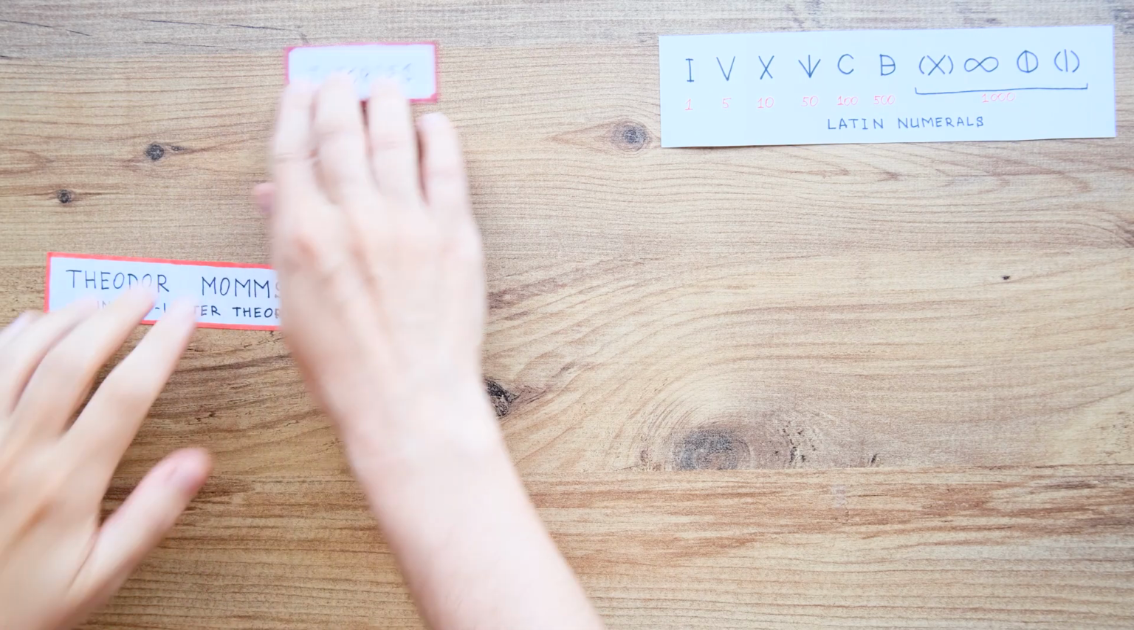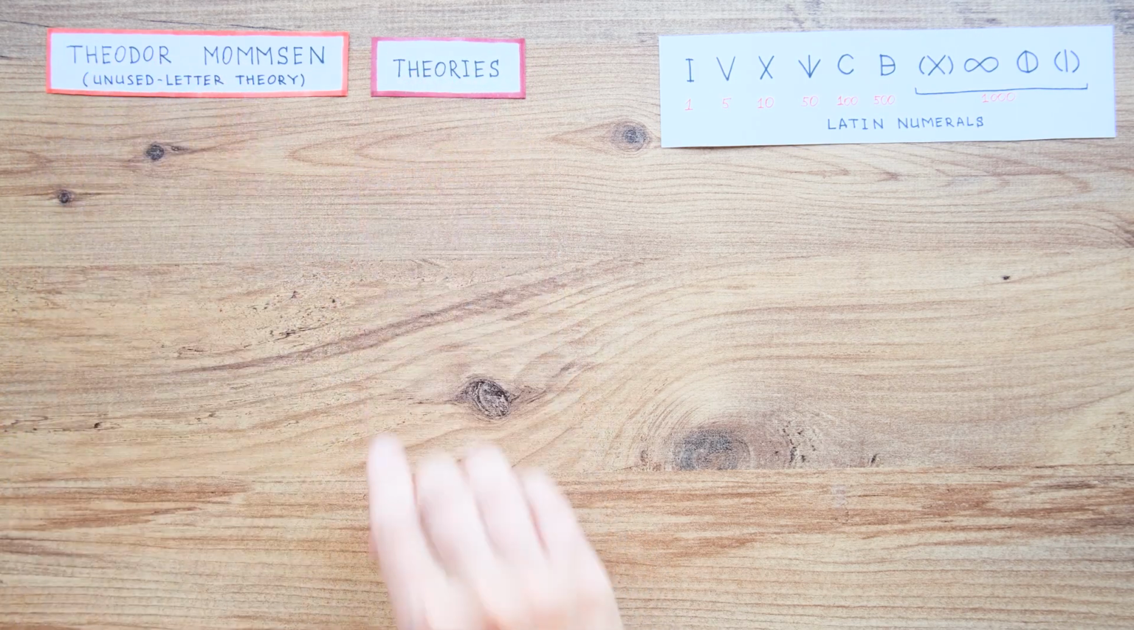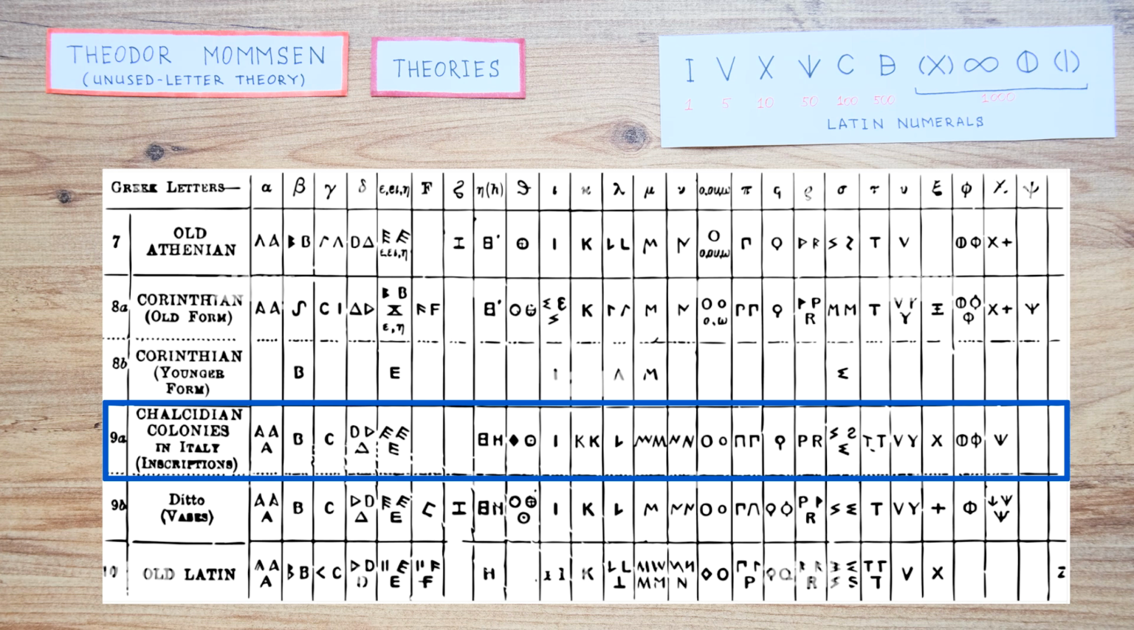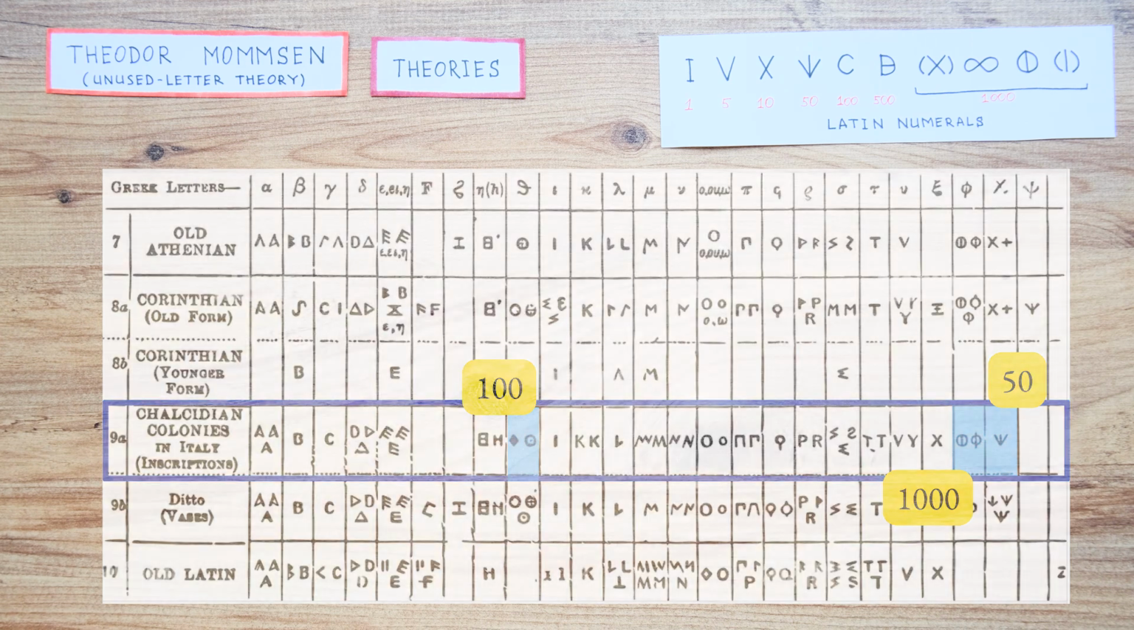Mommsen's theory has been widely accepted and can be found in many handbooks. Why is this theory called the unused letter theory? In short, some letters of the Chalcidian alphabet were not needed for the Latin alphabet, so they became the numbers 50, 100, and 1000. The Chalcidian alphabet is a variant of the Greek alphabet used in Western Greece and the Greek colonies in Italy. It's believed that Etruscan and Latin alphabets may have evolved from it.